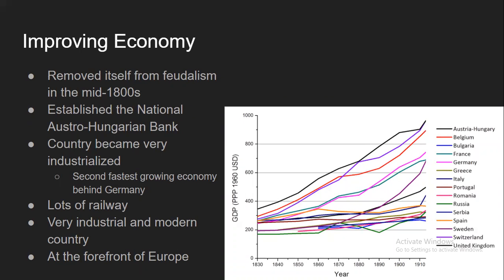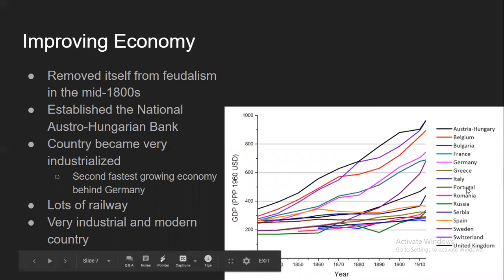And this leads to an improving economy. Another way that Austria-Hungary was improving was through its economy. The revolutions in the 1800s had effectively gotten rid of feudalism, and it was well on its way to becoming a blistering economy. The telltale signs of improvement were clearly seen: establishment of the national bank, more railways, and more industry. In fact, it was the second fastest growing economy in Europe behind Germany. As you can see in the graph, Austria-Hungary is in the middle, doing quite well for itself. While it had some struggles in the past, things were overall improving.